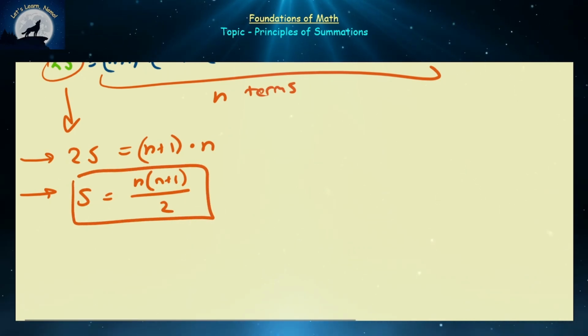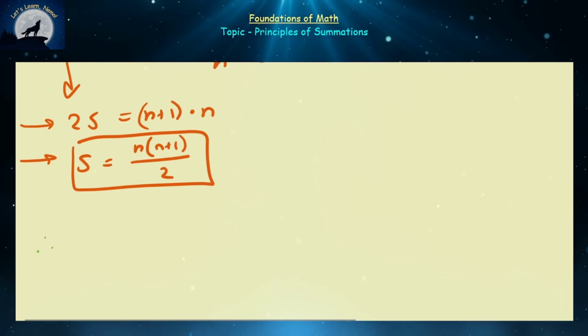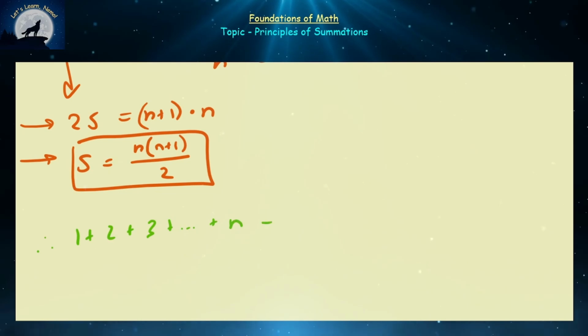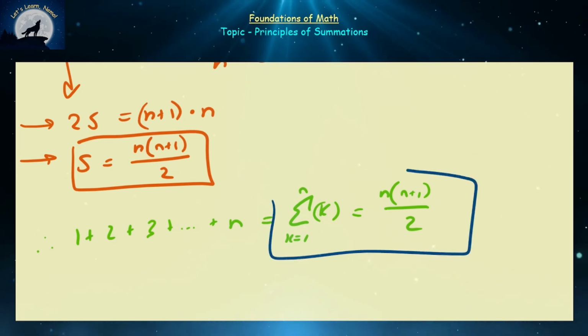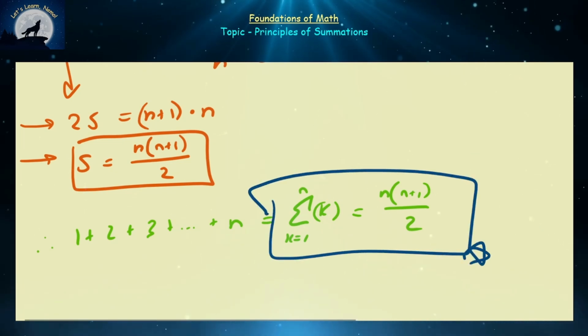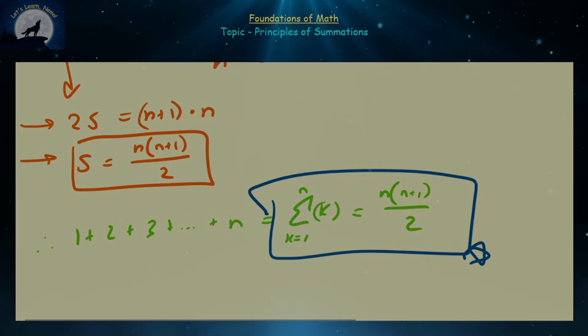Right? So that means, in conclusion, if you have 1 plus 2 plus 3 all the way down to n, this is just, in summation form, the sum from k equals 1 to n of k. This is just going to be equal to n times n plus 1 over 2. And this is a very important sum that has several different applications, which we'll discuss at a later time.